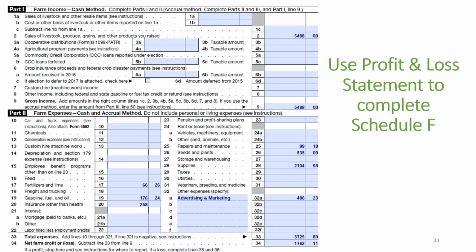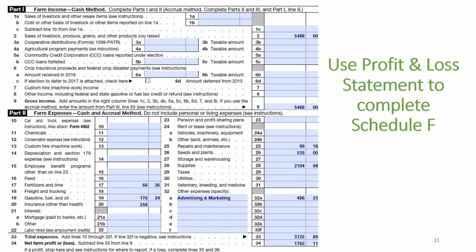And as we mentioned before, the profit and loss statement makes completing your Schedule F very attainable, very easy. And so I went ahead and I used the profit and loss statement that I created in my first year of farming and used as an example in this webinar, and filled out the Schedule F. So you can see that all of my income was from the sale of livestock, produce, grains, and other products that I raised. So that's line 2.